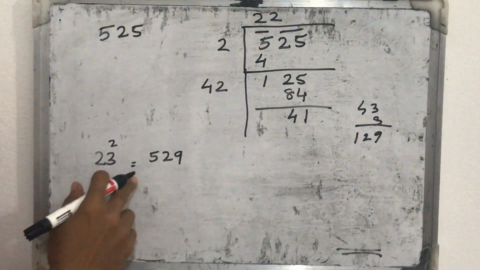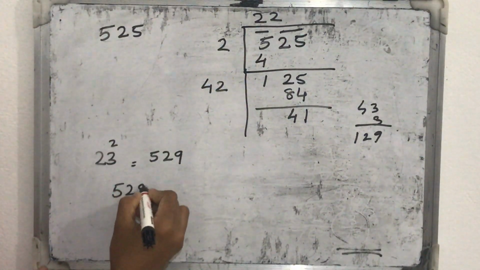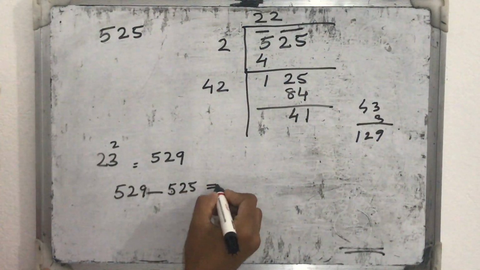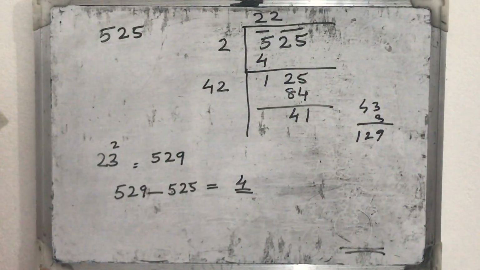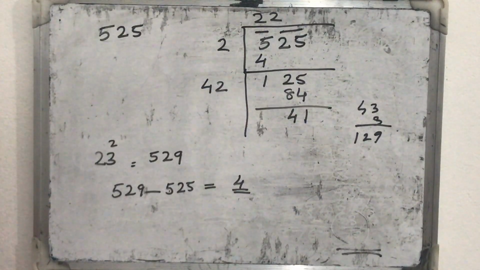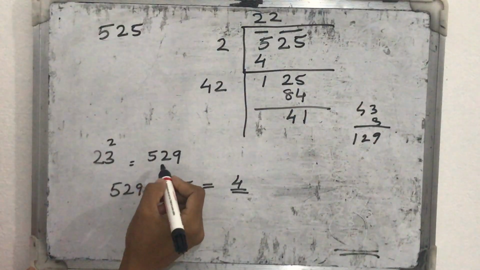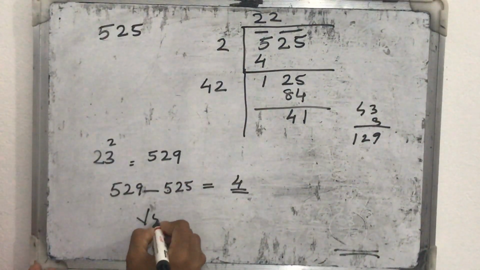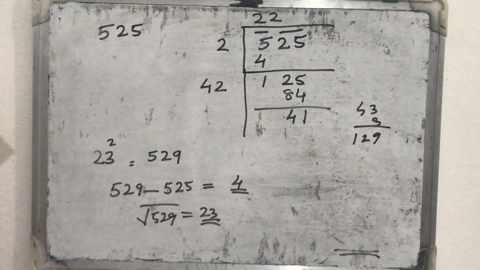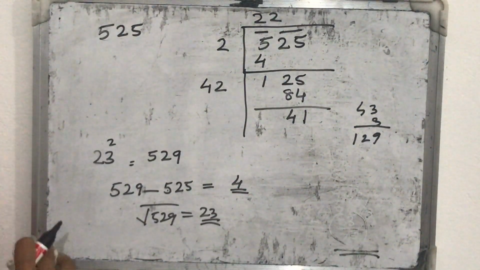So which number should we add to get this number as a perfect square? For that we subtract 529 minus the given number 525, it will be 4. And also find the square root of the perfect square so formed. The square root of 529 is equal to 23. That way we can find which number should be added to get a perfect square number.